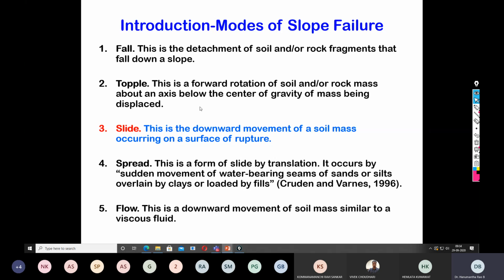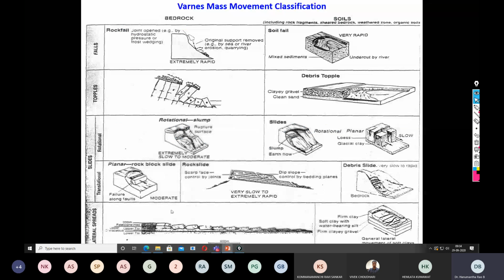So I will explain about all these things, but as far as geotechnical engineering is concerned, we always deal with only slides. We always deal with shear stress and shear strength of the soil mass. These are the basic definitions of what is a fall and what is a topple. So this is a fall. Falls can happen in both rock as well as in soil. This is called a rock fall, but falls in rocks are quite prominent compared to soil.